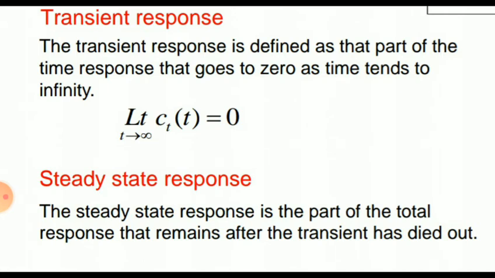So transient response is defined as that part of the time response that goes to zero as time tends to infinity. So limit t tends to infinity, ct(t) is equal to 0.